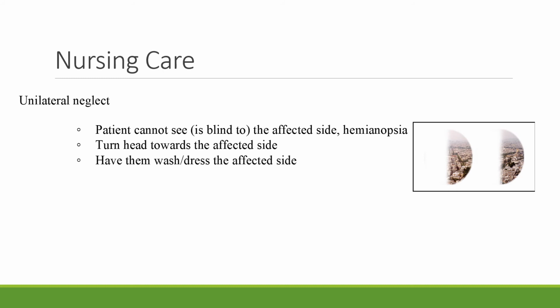This is the unilateral neglect. So we were talking about that neglect. So they aren't able to see the affected side. Okay, so when they look at their dinner tray, for example, they only see half of it. So the only way to overcome this visual deficit is if they turn their head to the affected side. So they have to actually turn their head to see even more of the picture. And so it's really important to teach them to turn their head when they need to wash or dress the affected side.